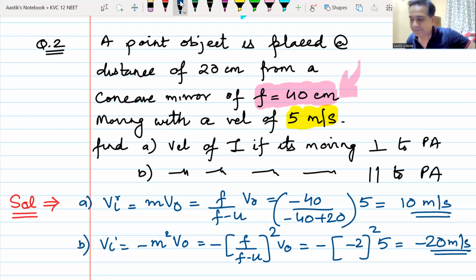Did you get it? Sir, if the object is moving like this, the image will move like this. Do we understand this? Yes, sir. In the first case, they are moving in the same direction. If the object is moving upwards, the image is also moving upwards. In the second case, if the object is moving like this, the image will move like this. That is what you have to understand. Do we get this?